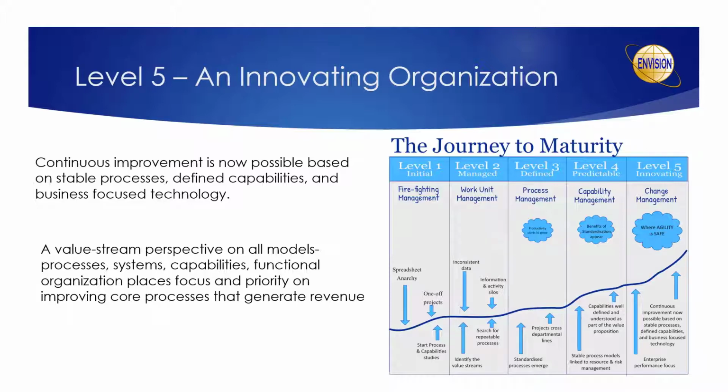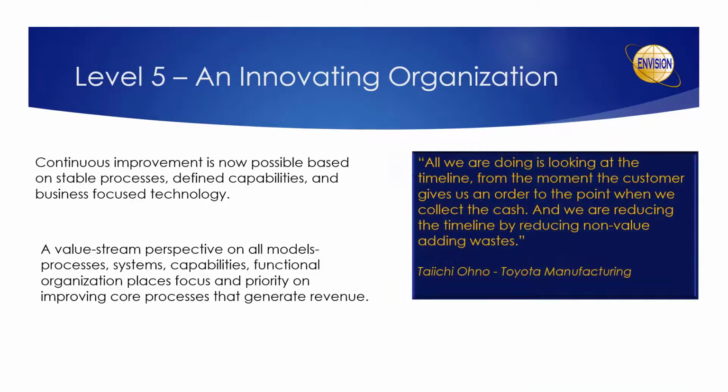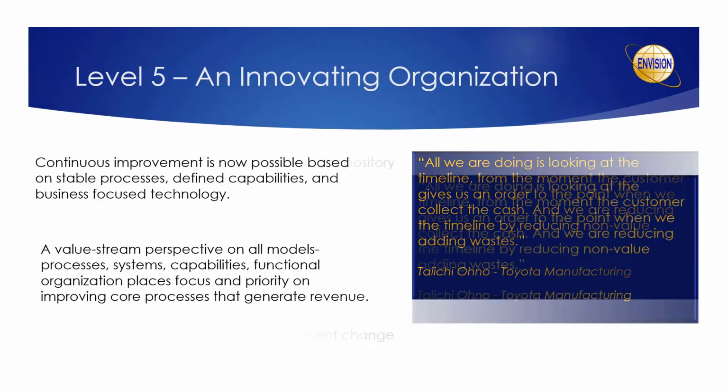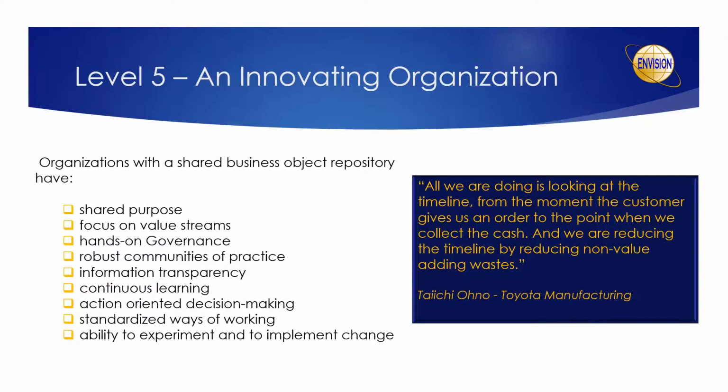Envision encourages discussions on what needs to be improved and how that improvement might be achieved. Looking at a model of the whole organization also helps prioritizing change projects. Mature organizations can be agile. Continual improvement is now practical. It is based on proven processes, defined capabilities, and business-focused technology. Mature organizations can be agile, and in today's environment, they definitely should.